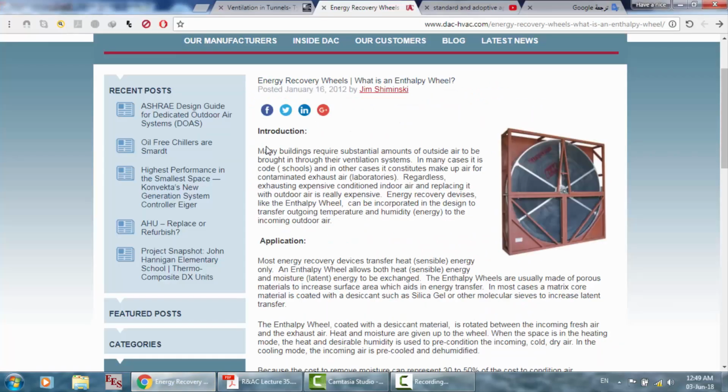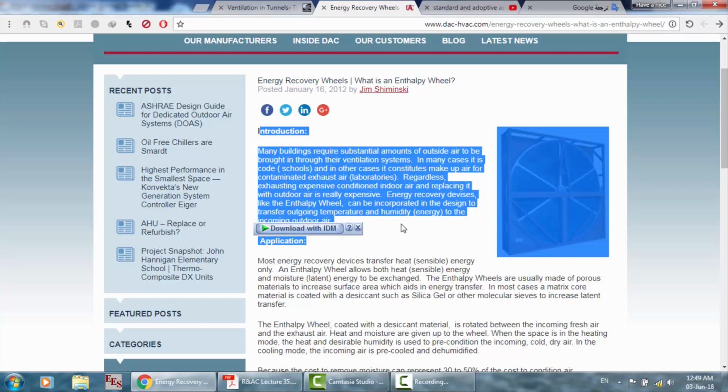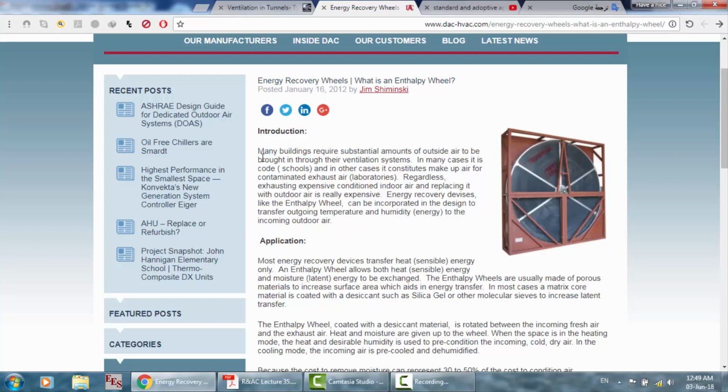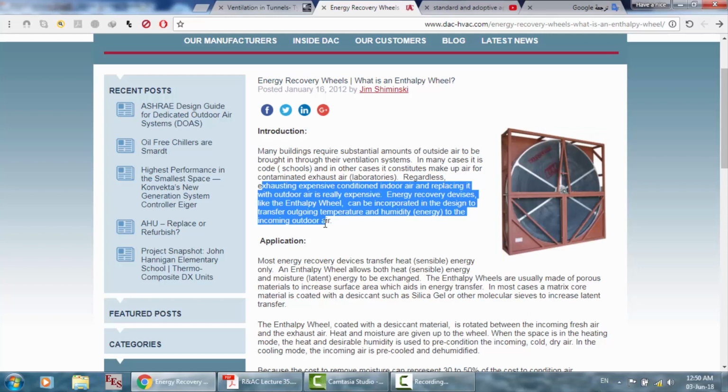Many buildings require substantial amounts of outside air to be brought in through their ventilation systems. In many cases, it is code, for schools, and in other cases, it is continuous make-up air for contaminated exhaust air, as in laboratories. Regardless, exhausting expensive conditioned indoor air and replacing it with outdoor air is really expensive. So energy recovery devices like the enthalpy wheel can be incorporated in the design to transfer outgoing temperature and humidity energy to the incoming outdoor air.